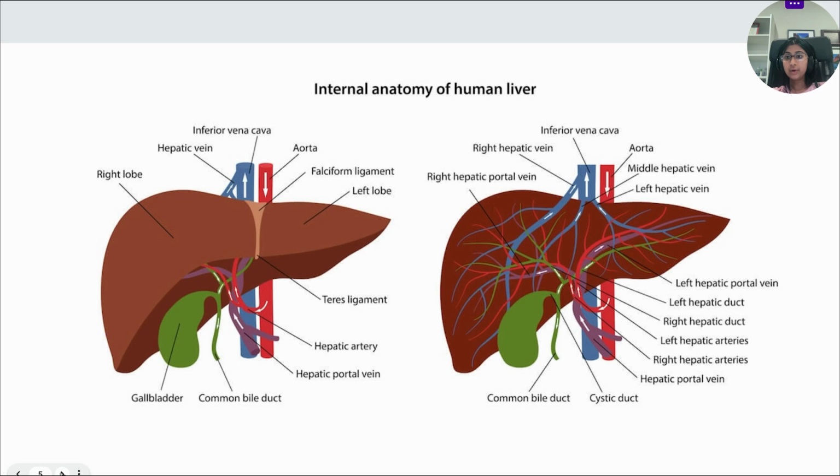Before I explain what exactly MASLD is and how exactly it works, I will need to go over some liver anatomy. This picture shows the anatomy of the liver. On the left, we have the outside anatomy of the liver, and on the right, we have the interior vascular structure of the liver. On the left here, we see the right lobe, the hepatic vein, the inferior vena cava, and the aorta, as well as the left lobe.